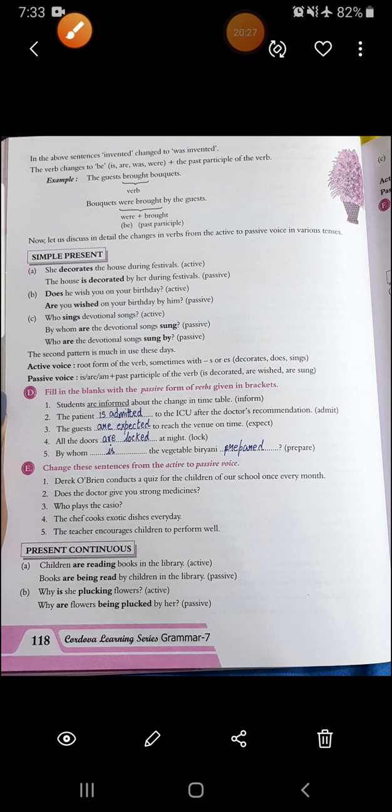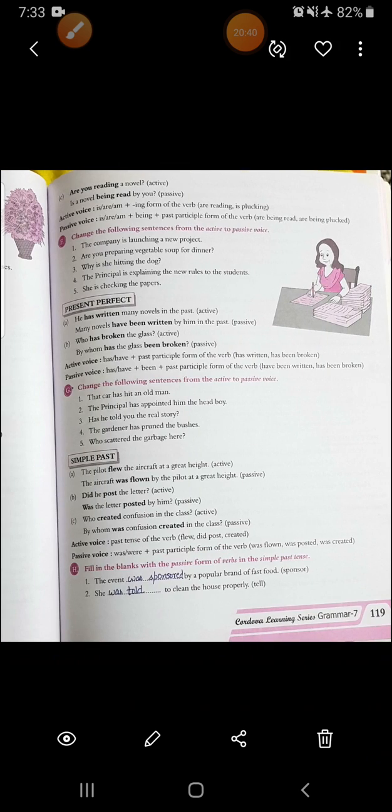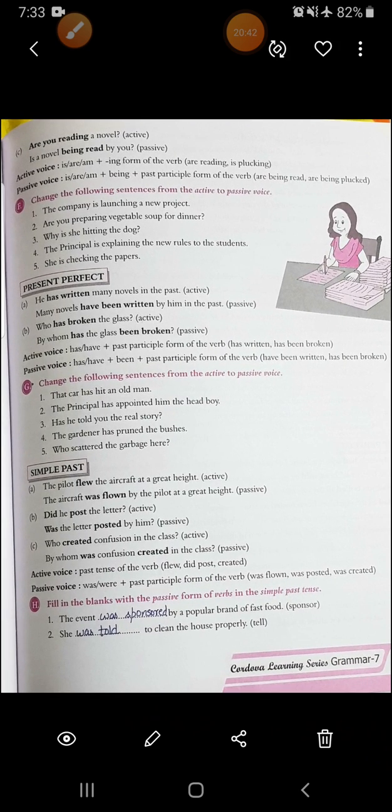See the first one. Children are reading books in the library. Books are being read by the children in the library. B. Why is she plucking flowers? Why are flowers being plucked by her? Then again, see, are you reading a novel? Is a novel being read by you?